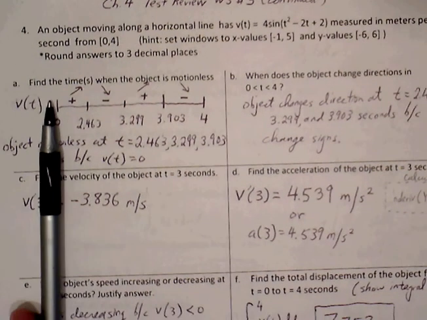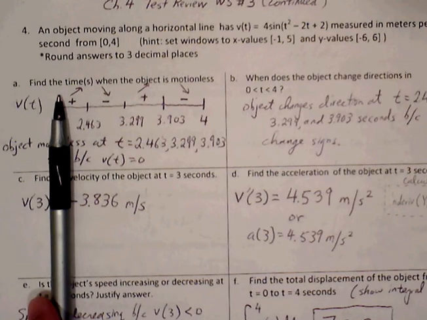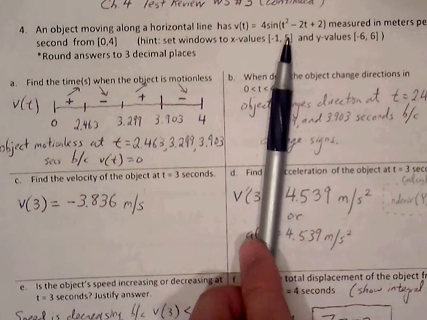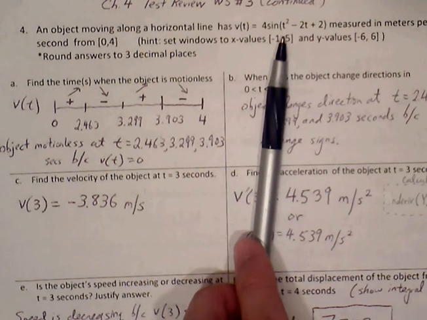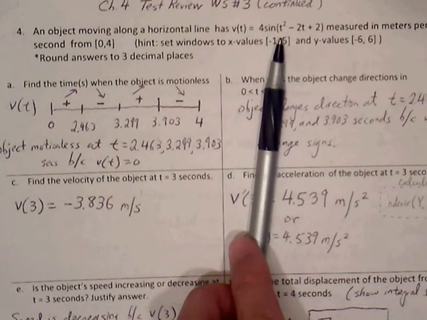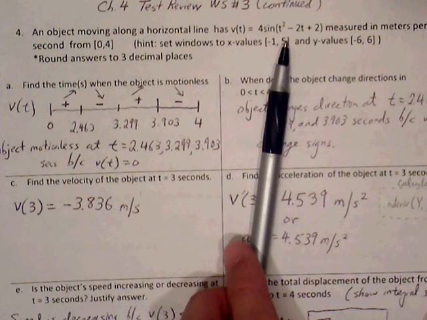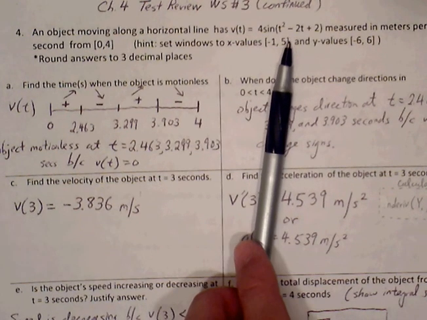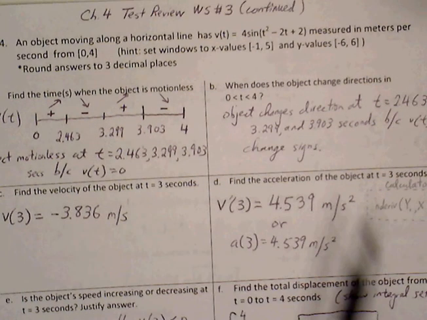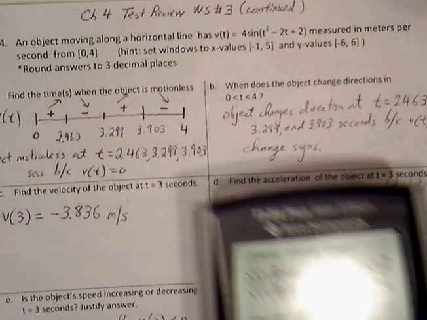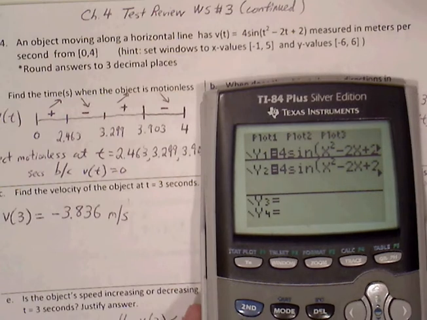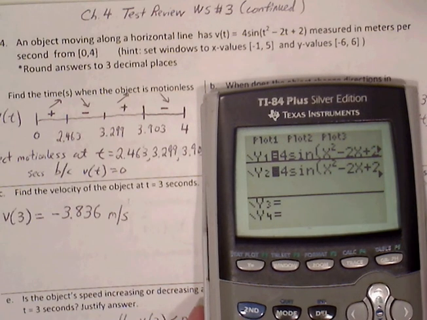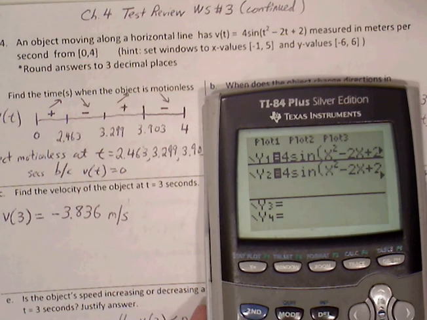So part A, find the time when the object is motionless. Since we're looking at the velocity function, whenever the velocity function crosses the axis, that indicates when velocity is 0, or when this object is motionless. So in your calculator, you can plug in y sub 1 as the given function, 4 sine of x squared minus 2x plus 2.